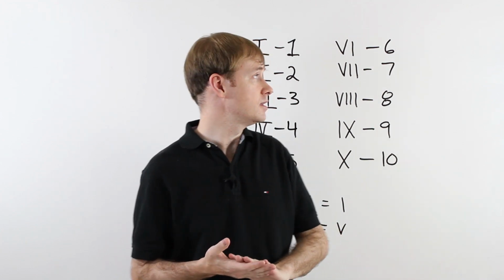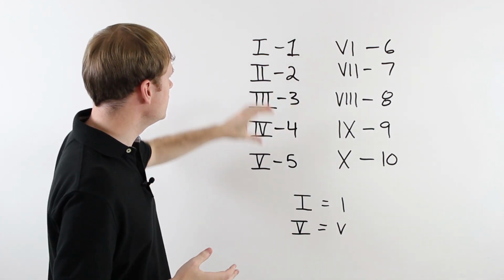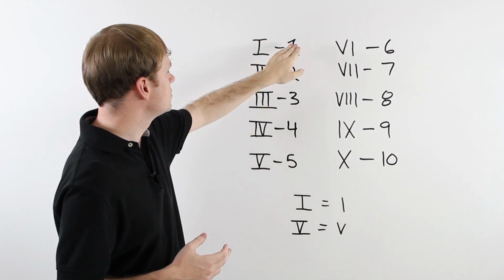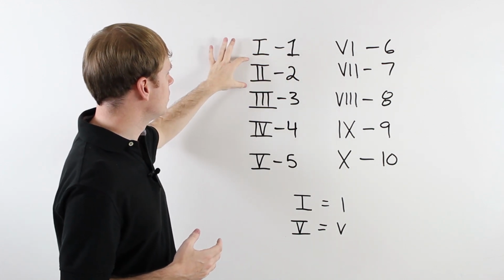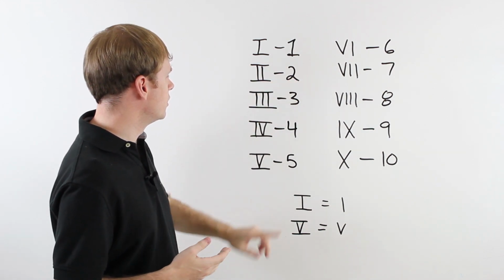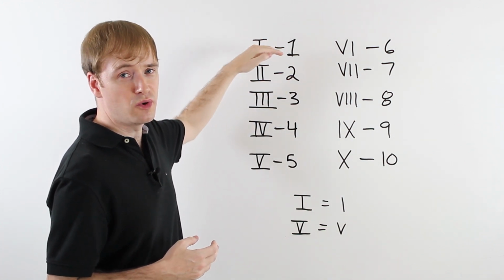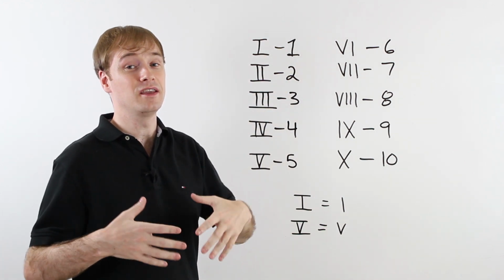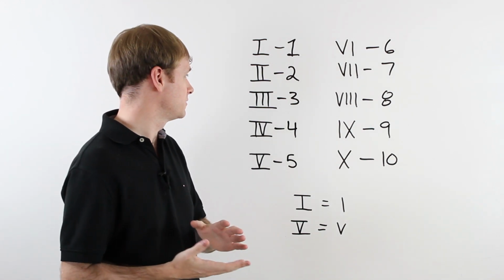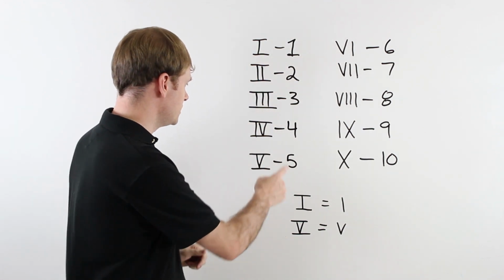Okay, now let's take a look here. I wrote the first 10, and you can see the first one, I. Now I is written like this, and this means 1. And the second one is II, 2. The third one, III, 3. So 1, 2, and 3, those are the easiest ones, okay? After that, it gets a little more difficult. So 1, 2, 3, and the next one is 4.